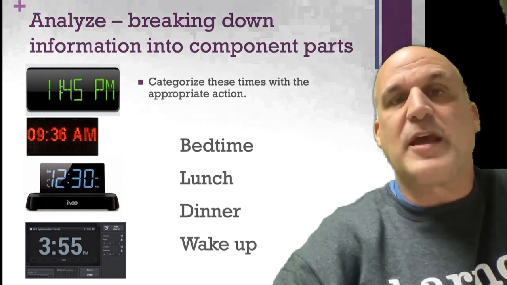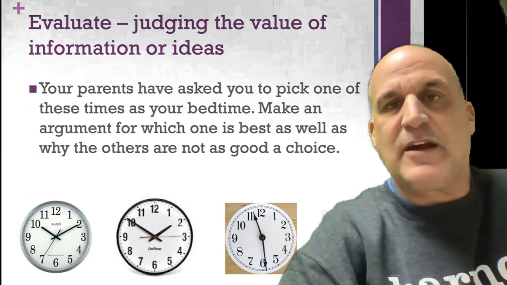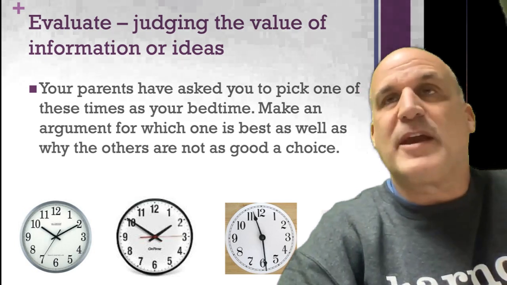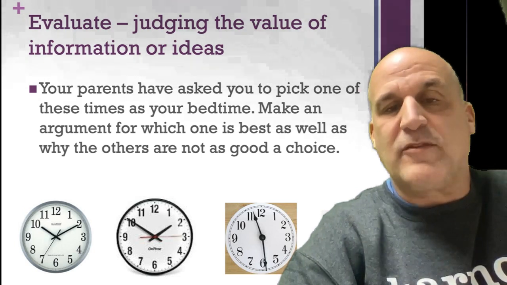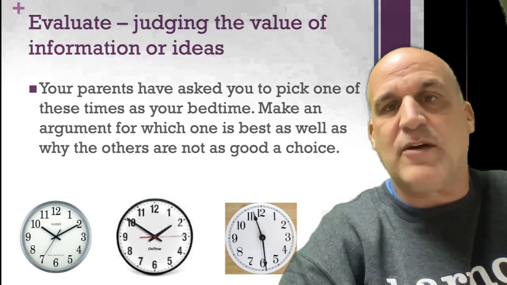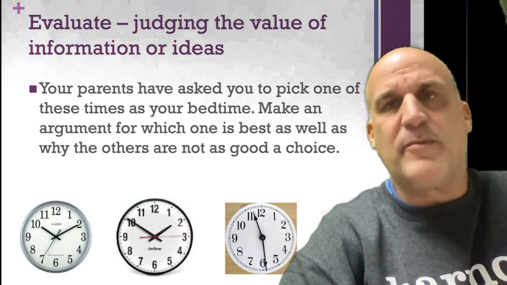If you wanted them to be able to evaluate, you might give them these 4 clocks that you see down here at the bottom. And you may say to them, all right, you need to make an argument for your bedtime to your parents. What argument do you make? How do you justify your rationale? How do you convince your parents or persuade them that this should be your bedtime?